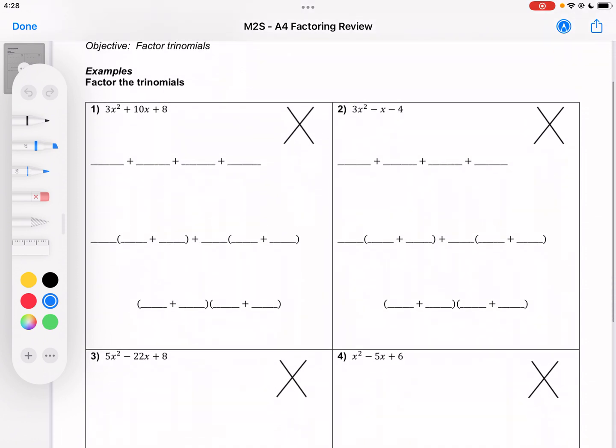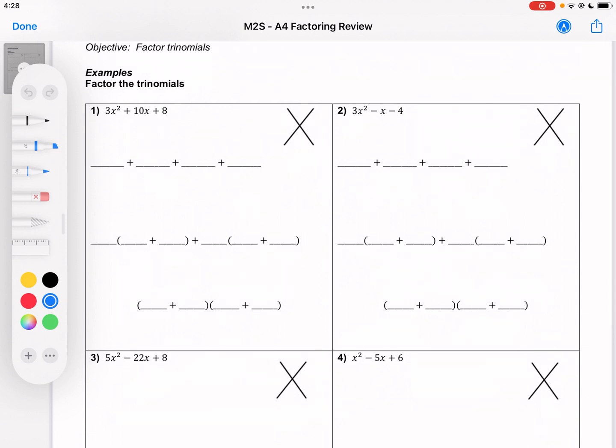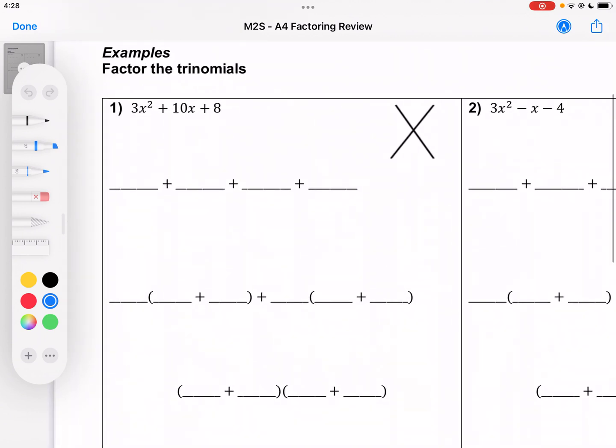So to start out, just a reminder, factoring is when we do this little factor puzzle, that X shape that's over here on the side. So first thing you need to do, I'm going to go ahead and label these: this is our A value, this is our B value, and C value. So A is 3, B is 10, C is 8. With the factor puzzle, remember the B value always goes on the top. So in this case, 10.